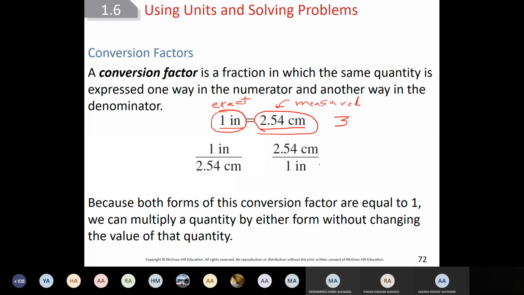Good. Now, when you have an equality like this one, if things are equal, I can put them in a fraction. I can put it this way, or I can put it this way. So if I have an equality, don't forget, I can put it in a fraction.